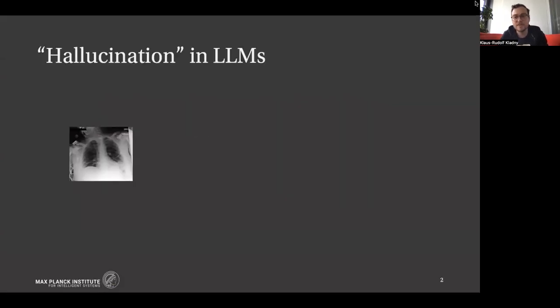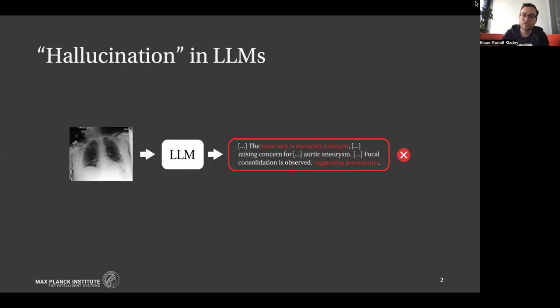Generative models, and specifically large language models, are widely known to be susceptible to hallucination. For a given input, such as this chest X-ray image, the model predicts a factually incorrect response. And as such, employing generative models in fields such as medicine constitutes a safety hazard.